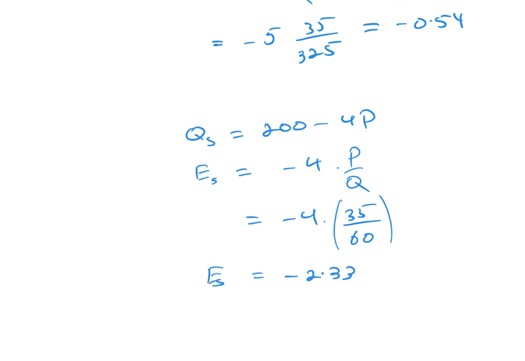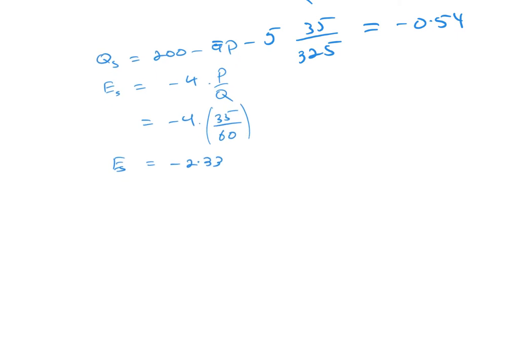So what we have established is that the demand curve for students and general publics are different, and it's interesting that the elasticity of demand for general public is highly inelastic, minus 0.54, whereas elasticity of demand for students is highly elastic, is minus 2.33.